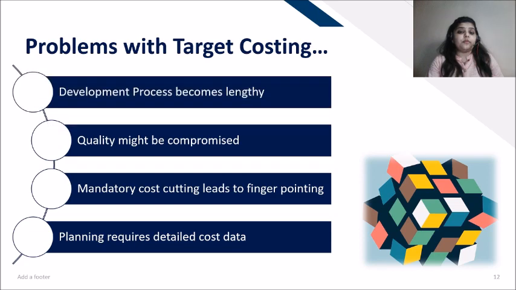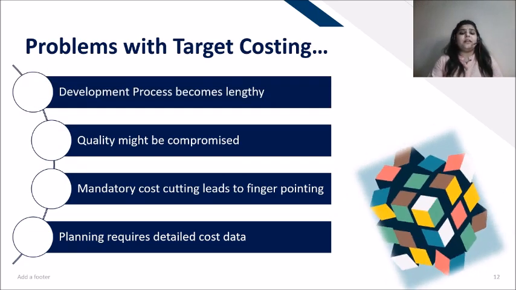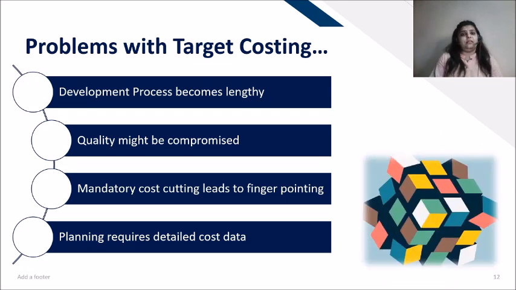Now, what are the problems with target costing? The first problem is that the development process becomes too lengthy. Because you are doing so much market research, you are trying to reduce cost, you are trying to do value engineering, you are going to do value analysis. What is happening? The planning process becomes lengthy, because of which the production which should have started is actually delaying. So you should know where to stop planning and start the production.